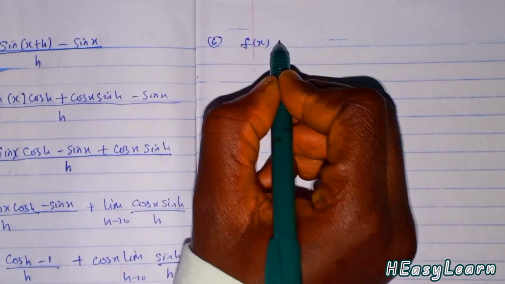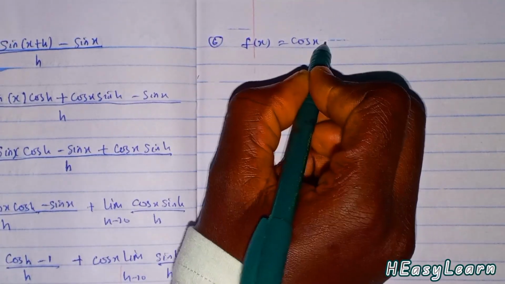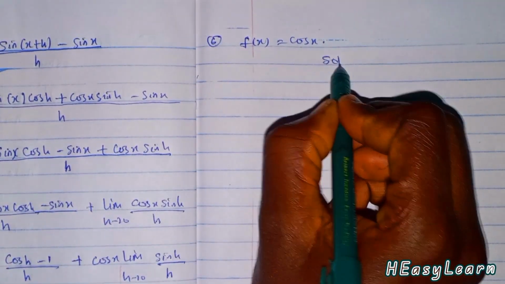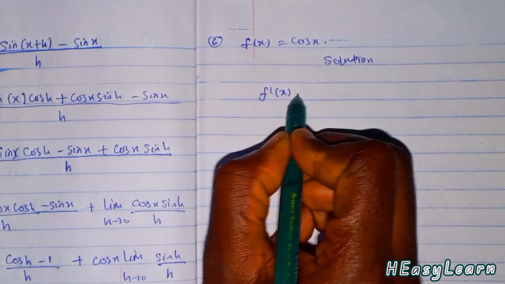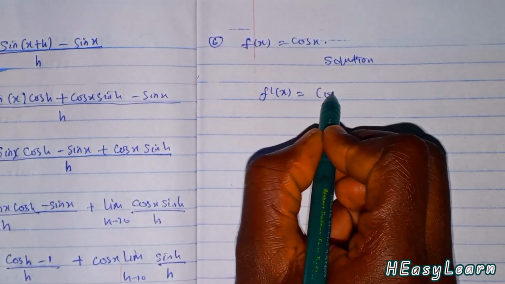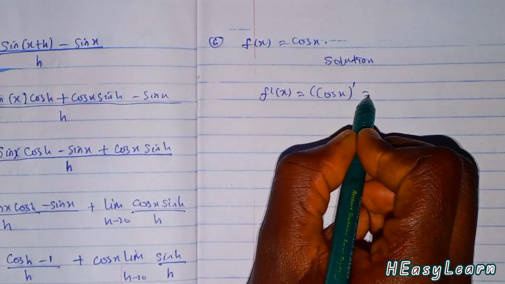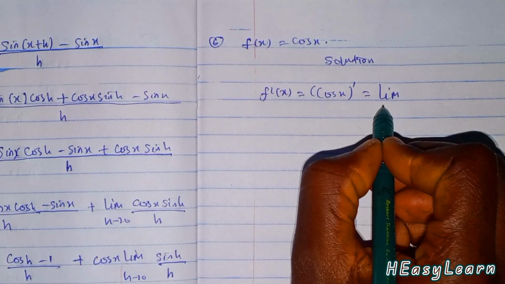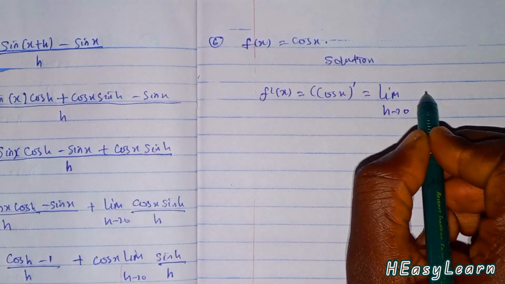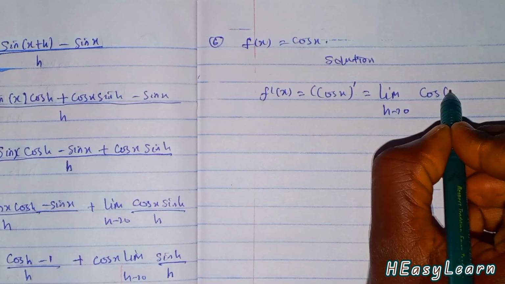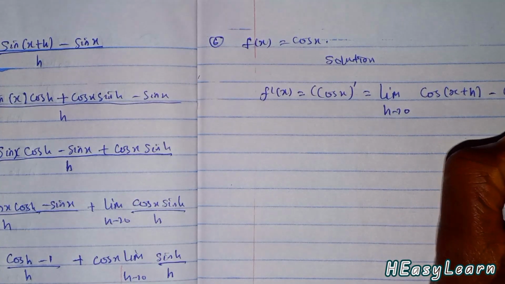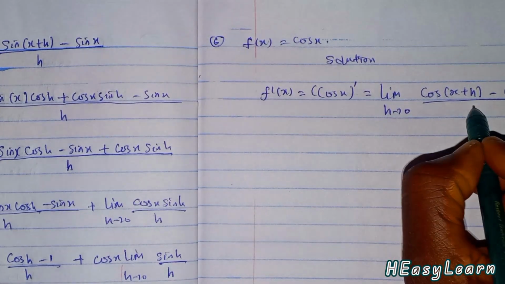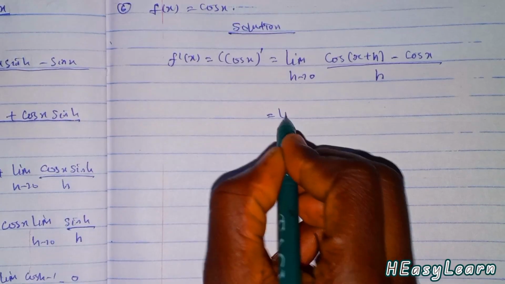f of x equals cos x. To use definition to find the derivative, f prime of x is equal to the derivative of cos x, the limit h approach 0 of cos, anywhere there is x, plug in x plus h, minus the original function over h.